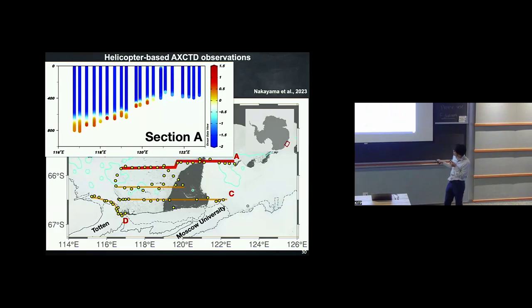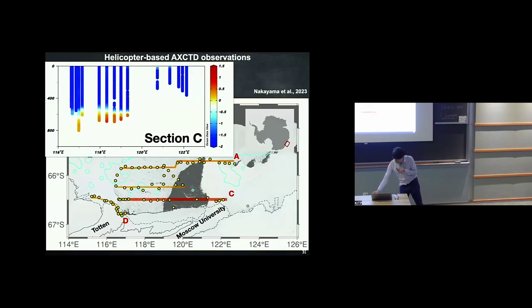This is actually the region that has never been observed due to very thick sea ice and icebergs. In contrast to what we observed in this location, where we see minus 0.4 degrees C, we see roughly 1 to 1.5 degrees C, pretty warm water, which we find in section A. I'm going to go to B and C, but we also find pretty warm water at this location. Even just a few tens of kilometers away, we see pretty warm water.